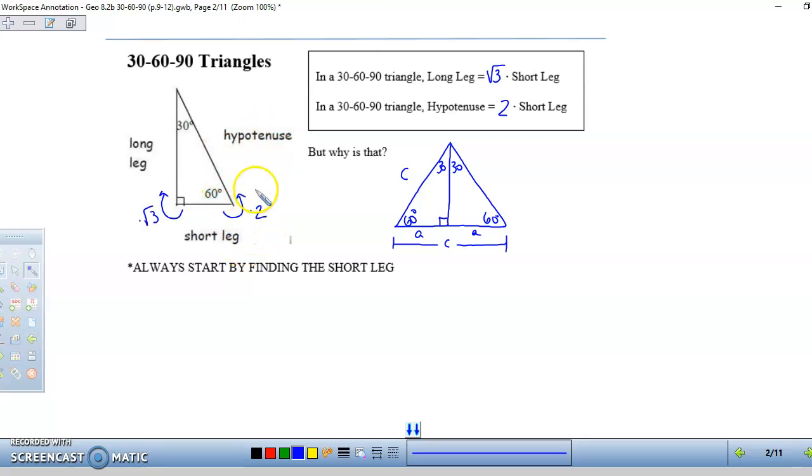Now, a good way to remember that it's times 2 is you can rename hypotenuse and call it hypotenuse, so you have that 2, it's times 2, hypotenuse. Okay, that's a good way to remember.